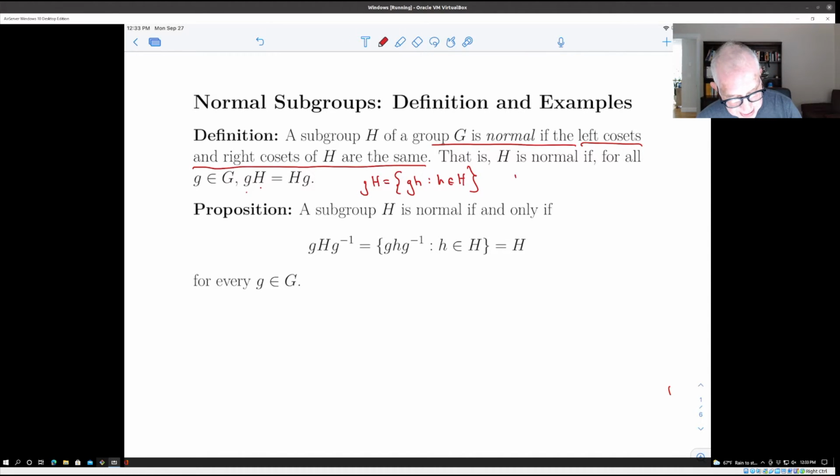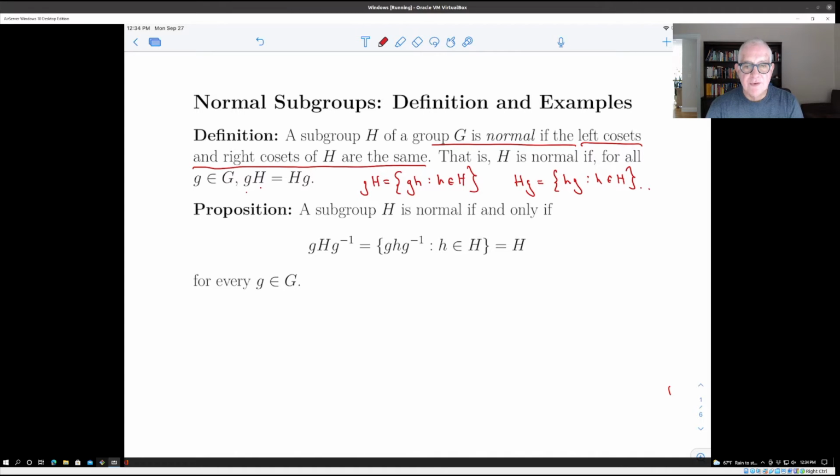And the coset Hg is what you get if you take every element in H and multiply it on the right by g. This should be h in H, and g is fixed. So a subgroup is normal if these two sets of cosets are the same.